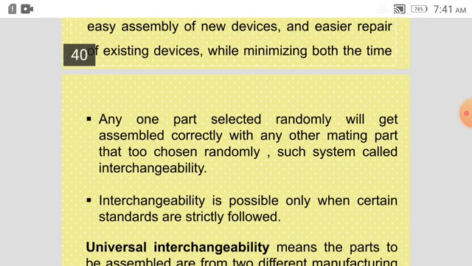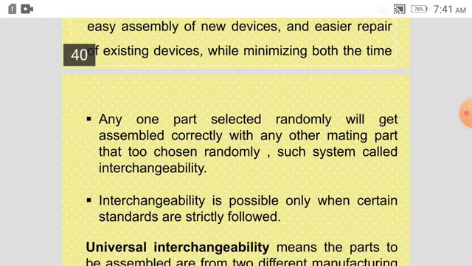Any one part selected randomly, any part of that size and that specification we can take and assemble it. So it will get assembled correctly with any other mating part, that too chosen randomly. Such a system is called interchangeability. This is what is interchangeability.